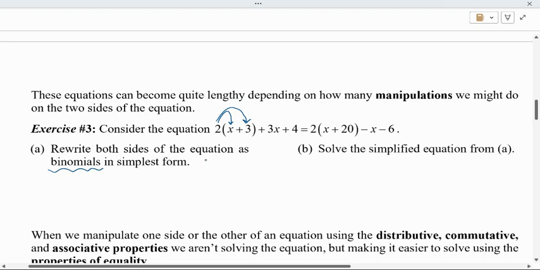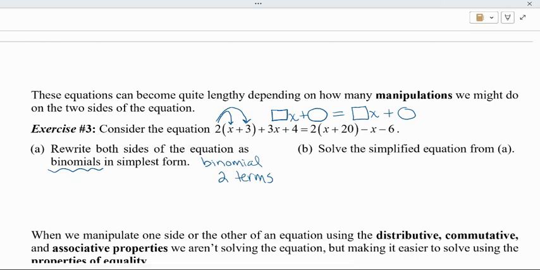This is a vocabulary word. A binomial has two terms. That's all it means. So that means that when we rewrite each side of the equation, we're going to have something x plus or minus some number equal to something x plus or minus some number. That's what it wants us to do, okay? So that's what it means by rewrite it as two binomials on each side.